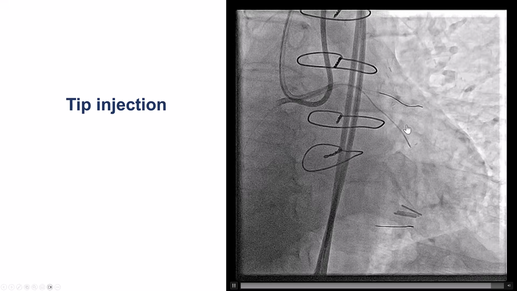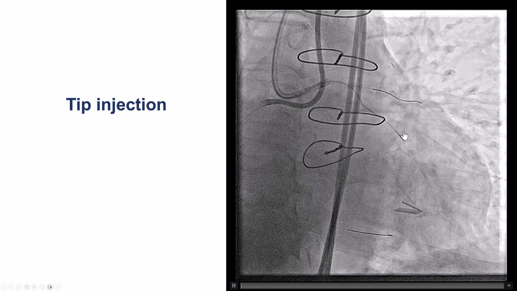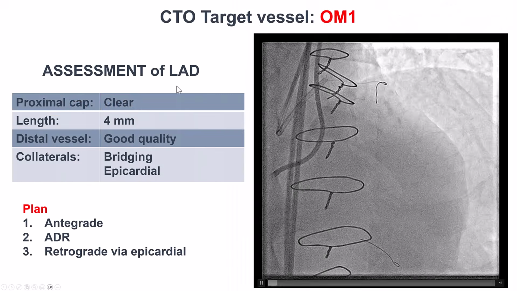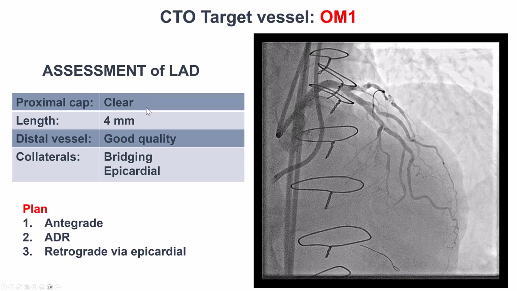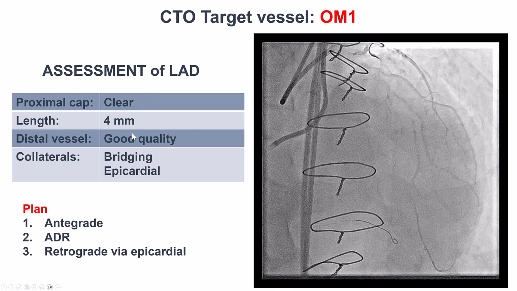We advanced the microcatheter and did a tip injection. The length of the occlusion is very, very short, and that was initially encouraging. We thought that would be a fairly easy lesion to cross. On a coronary CT that was done before, the occlusion length was called 4 millimeters.